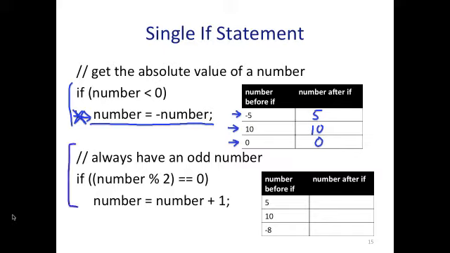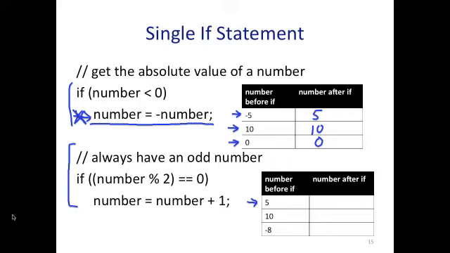Similarly, down here, this if statement ensures that a number is always odd. So if we come in with an odd number like 5, okay, how can we determine if a number is odd?